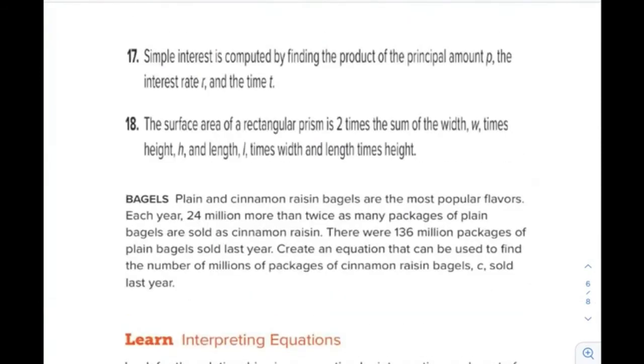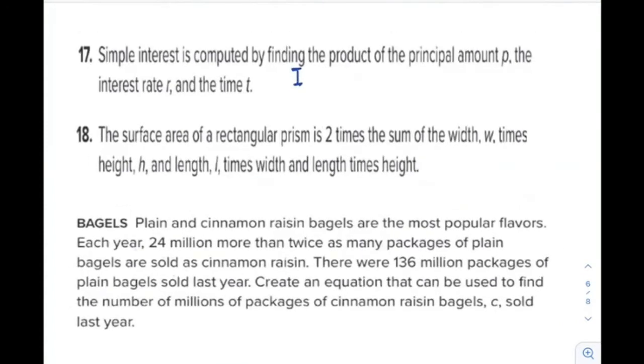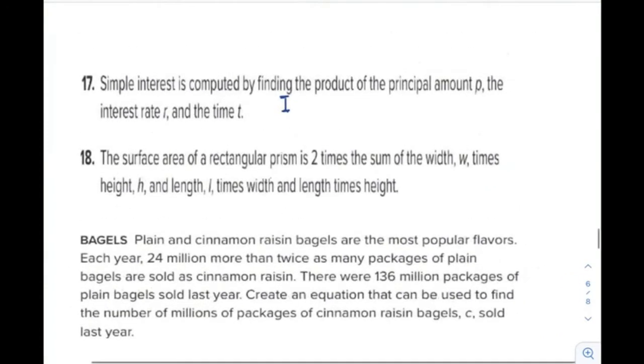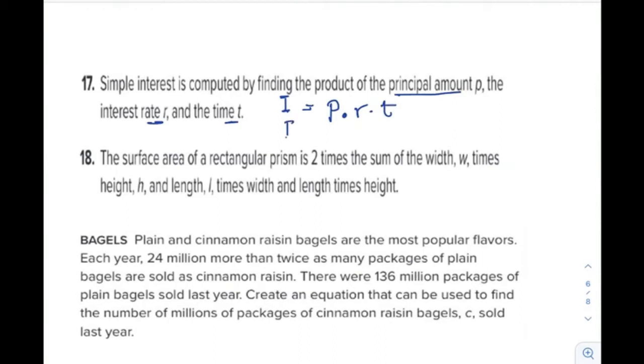17, simple interest. Simple interest, we can call it I, is computed by finding the product of the principal amount P, so P times the interest rate R and the time T. So we can write it in this way, P R T. No need to write dots.